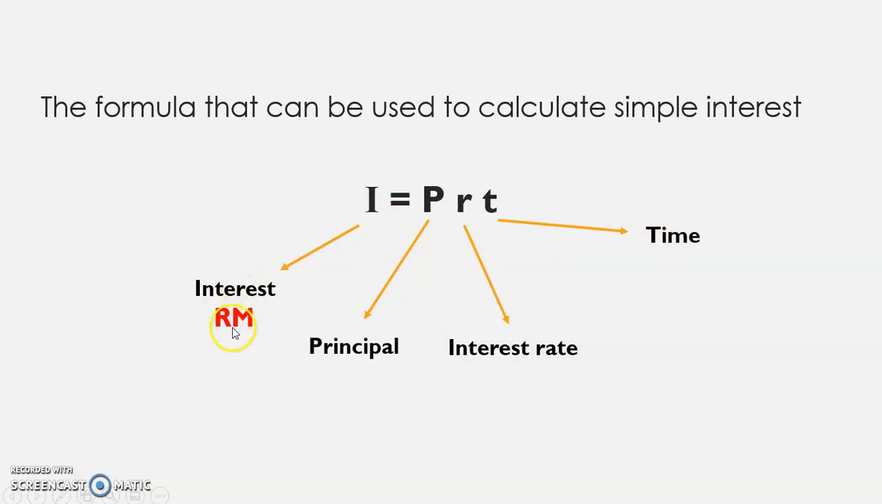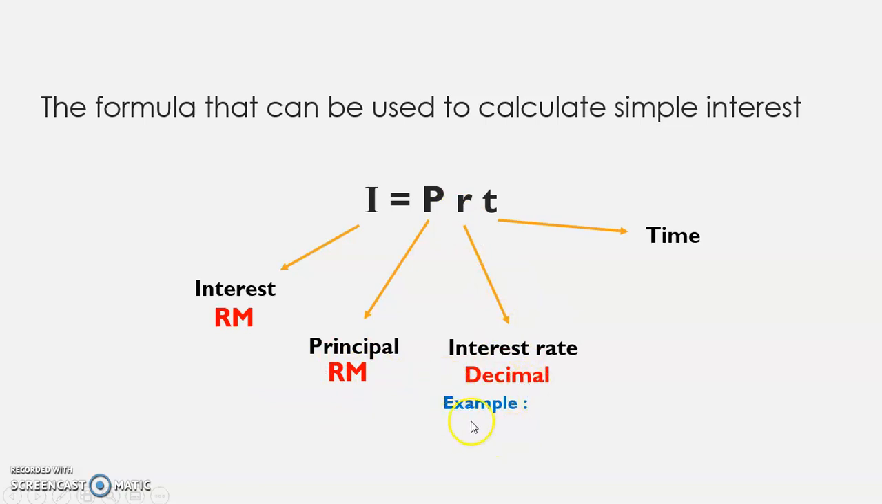Okay, for interest, definitely, the unit is Ringgit Malaysia, or if it's the UK, it's going to be pound, or in Singapore, it's going to be dollar. The principal is also in Ringgit Malaysia. The interest rate has to be in decimal.